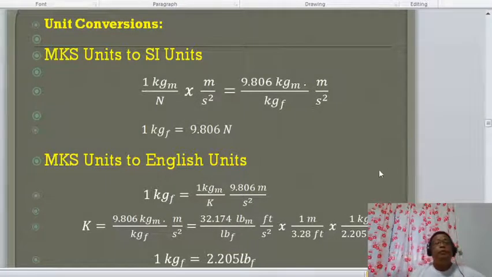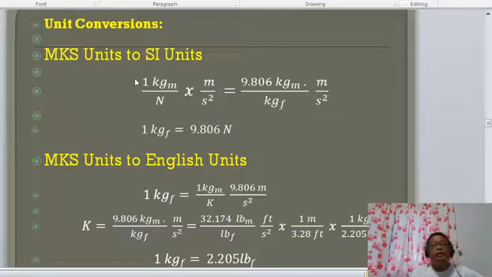Okay, so let us now proceed to the unit conversion. Considering, of course, the value of unity of the constant of proportionality K in the previous slides, this is in SI units. The value of K in SI is 1 kilogram mass meter per Newton second square. But that is only 1.